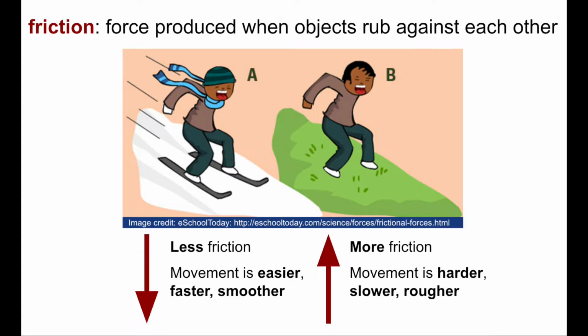The STEM big idea for this activity is friction. Friction is a force that is produced when objects rub against each other, such as skis against snow or feet against grass. The big idea here is less friction, movement becomes easier, faster, or smoother. More friction, movement is harder, slower, or rougher.